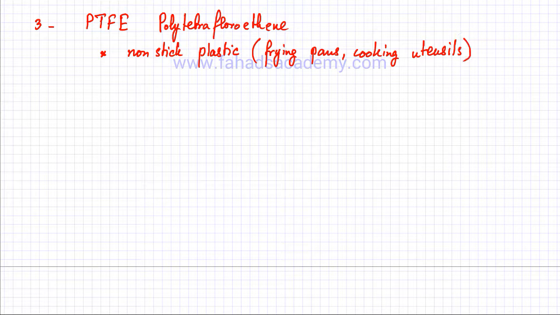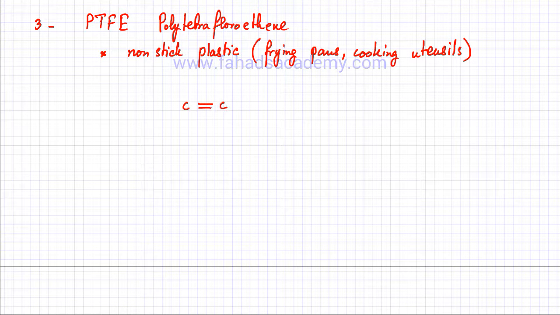So the properties of a PTFE that make it suitable for this use is that it has a very high boiling point. It's resistant to heat. Plus, it's not going to stick with the food substances that you're trying to cook. So what is PTFE? PTFE is made from tetrafluoroethene, which is this molecule over here.